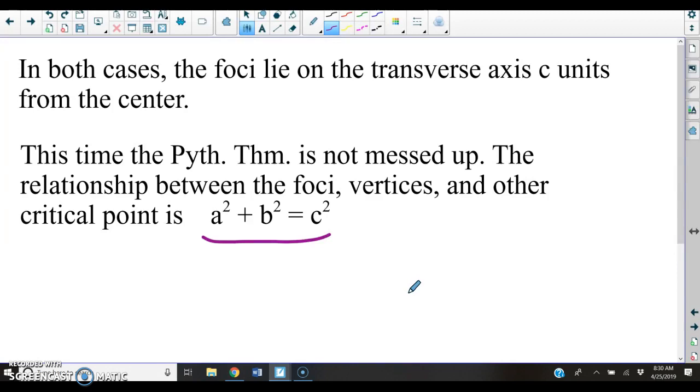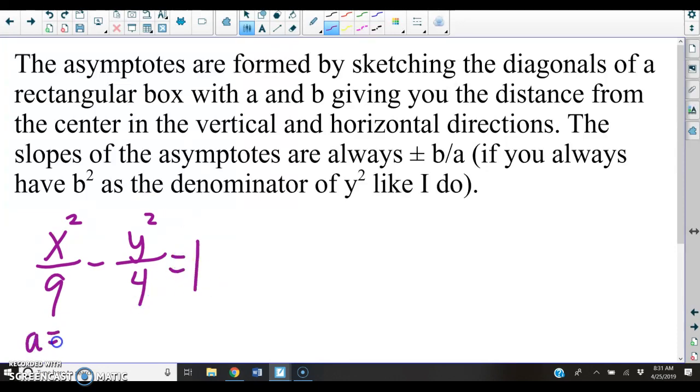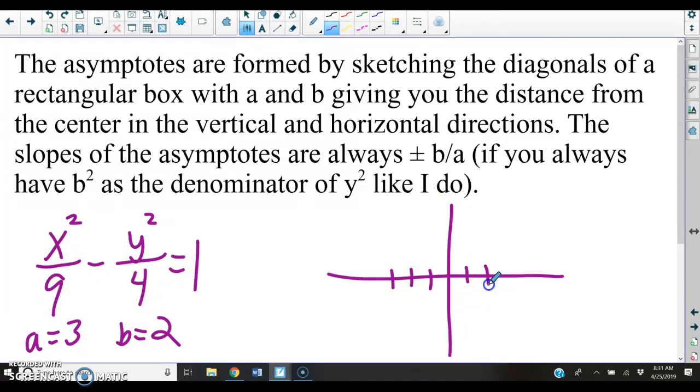That helps us. The asymptotes are formed by sketching the diagonals of a rectangular box with a and b giving you the distance from the center in the vertical and horizontal directions. Well, that's a mouthful, right? So let's show you. If we have x squared over 9 minus y squared over 4 equals 1, then a is 3, b is 2. So I'm going to sketch this, and I'm going to go 3 from the center in the x direction, 2 in the y direction.